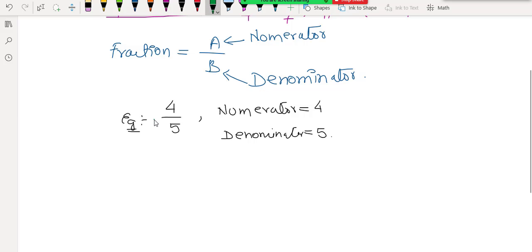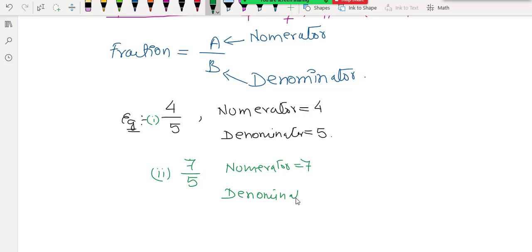Let's take one more example. This one is example number 1. Let's take one more example, let's say 7 by 5. What is numerator here? 7. Very good. And what is denominator here? Denominator 5. Very good.